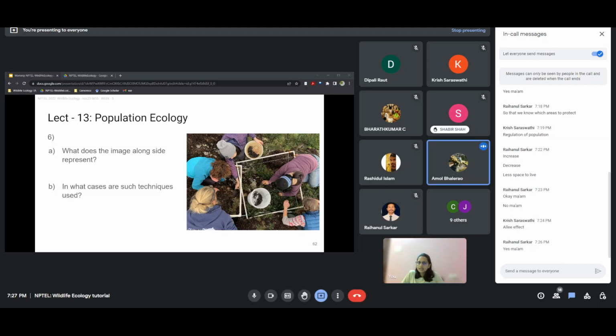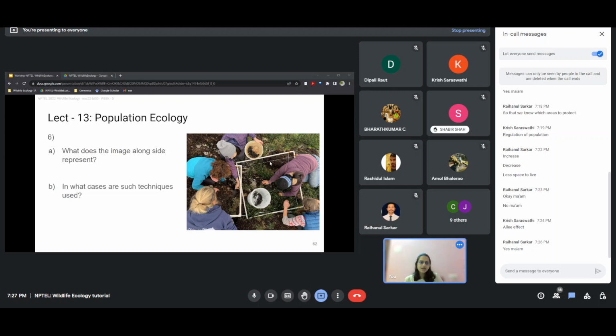Cardboard flip. No, this is not cardboard flip. These are frames through which they are doing some sampling. Quadrat method. Yes, correct. It's the quadrat method. So, when do you use a quadrat method for sampling? In case of abundance, density. Yes, absolutely correct.